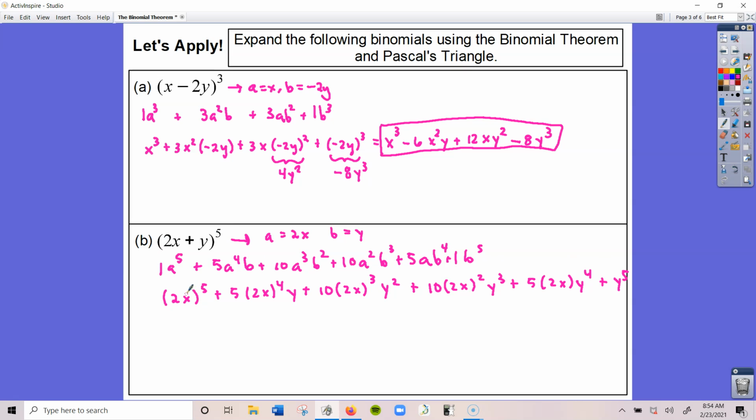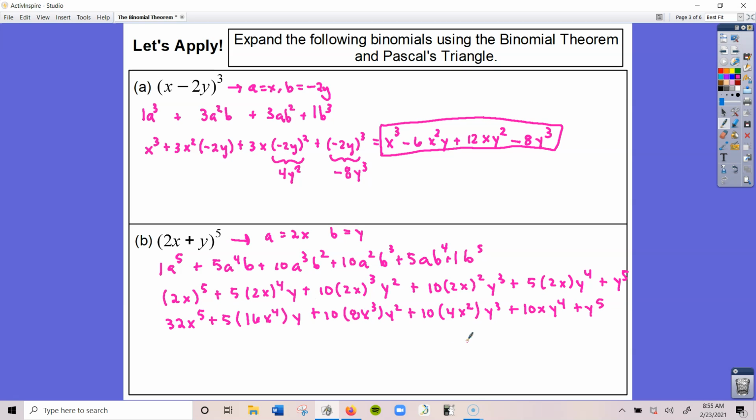And now we're going to clean this up. 2 raised to the 5th is 32 x to the 5th, plus 5 times 2x to the 4th. 2 to the 4th is 16 x to the 4th, y, plus 10. 2 to the 3rd is 8, and then x to the 3rd, y squared, plus 10. 2x squared is 4x squared, y to the 3rd, plus 5 times 2x is 10x y to the fourth plus y to the fifth.